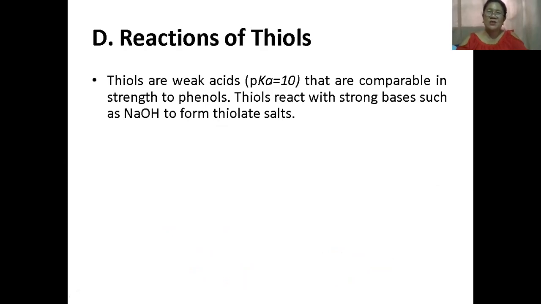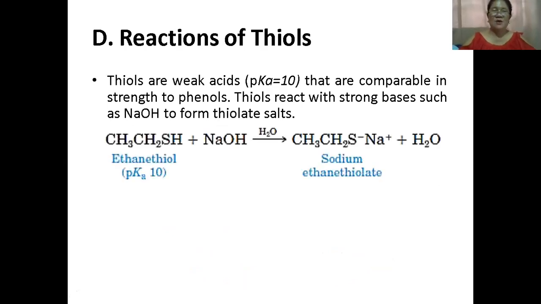So what are the reactions of thiols? Thiols react with a strong base such as sodium hydroxide to form thiolate. Because it is a weak acid, it reacts with a strong base. For instance, we have here ethane thiol with sodium hydroxide. What will happen? This will form sodium ethane thiolate and water. This is sodium and this is ethane thiolate.